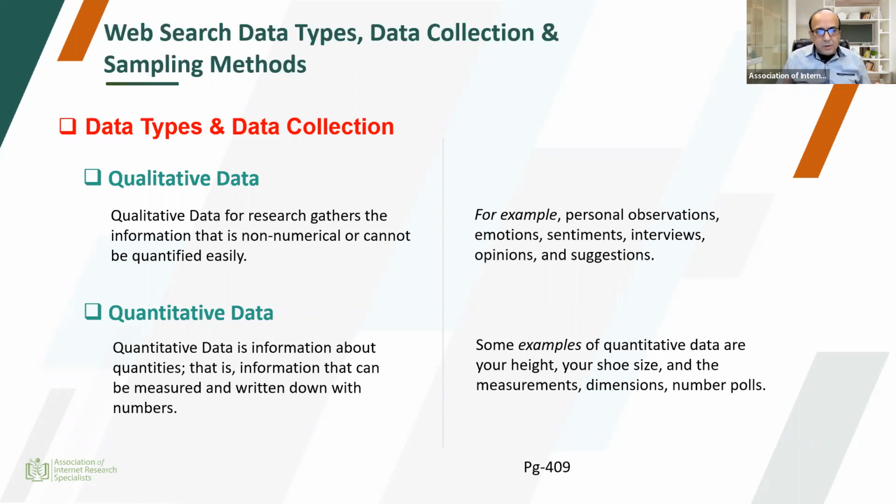Then we've got quantitative data. Obviously, it is numeric in nature: shoe size, height, and so on, measurements and dimensions. So quantitative is a lot easier to work with, and it is more definitive. It's not discretionary, it's not biased in any way. It is the figures that tell the story. So quantitative is of that type.